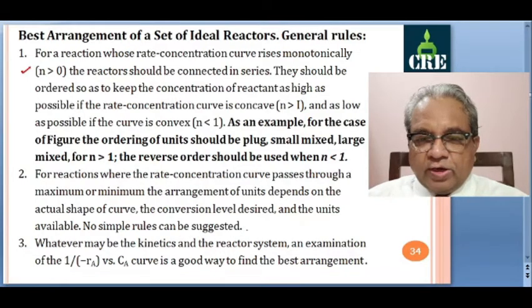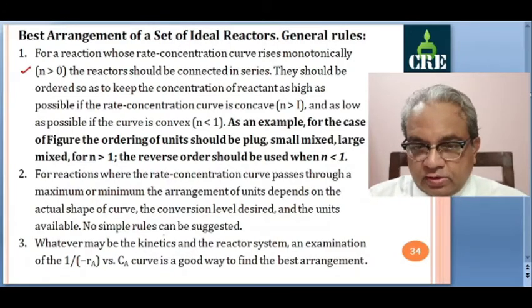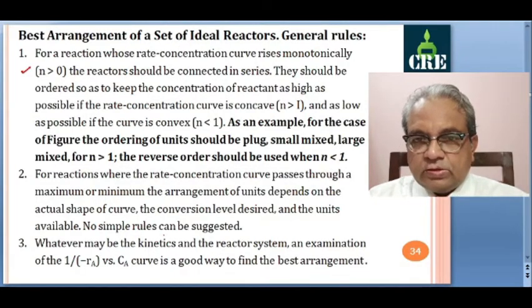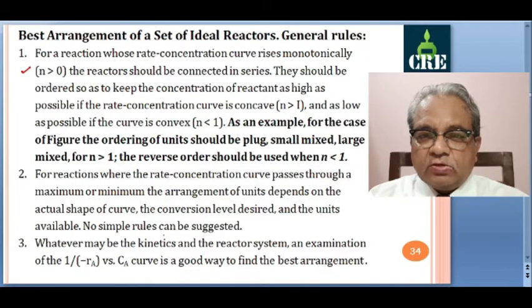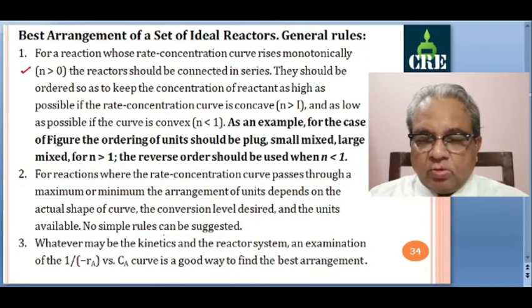Whatever may be the kind of kinetics and the reactor system, an examination of 1 upon minus rA versus CA curve is a good way to find the best arrangement. So with practice, by examining this curve of minus 1 upon rA versus CA, you can get a good judgment on how to place these reactors of different sizes and different types, that is mixed flow or plug flow.